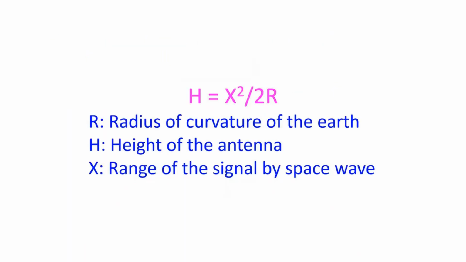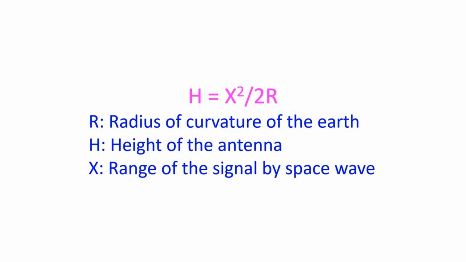For me, the term space wave appears like a misnomer because the wave never reaches the space beyond the Earth's atmosphere. It occurs within 10 to 20 kilometers of the Earth's surface, which is the extent of the tropospheric layer of the atmosphere. The range of signal in space wave propagation is related to the height of the antenna.